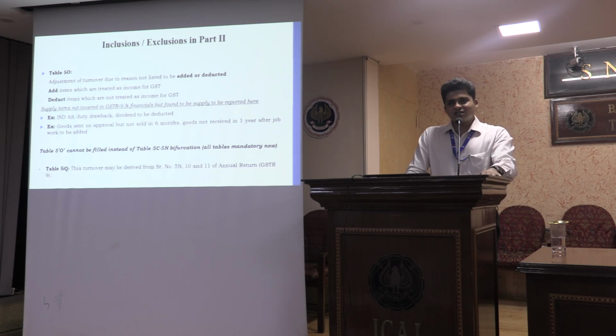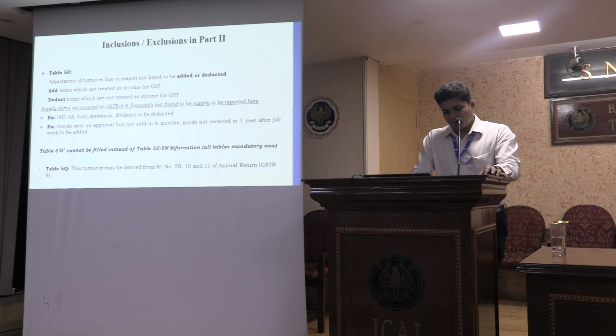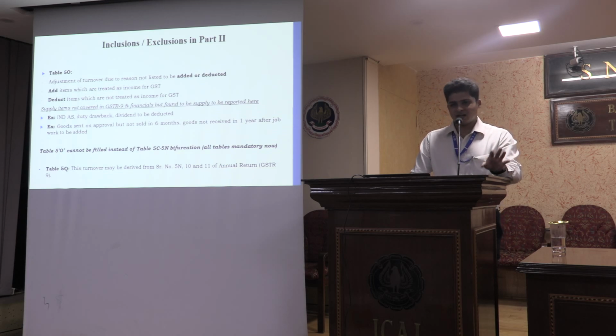We have index adjustments which could arise. We have duty drawback, scrips, dividend, interest income, which form part of the financials but are not liable to GST. All of them can form part of this Table 5O. Then the last table, which is 5Q: turnover may be derived from 5N plus 10 and 11.